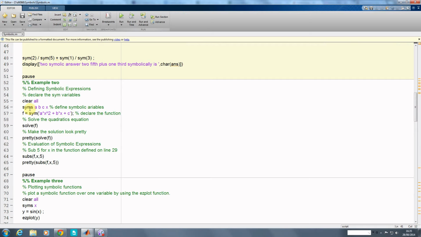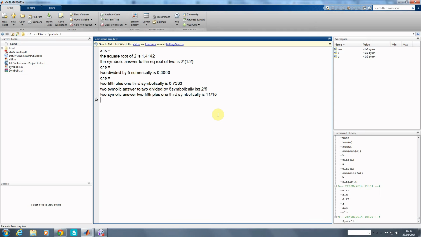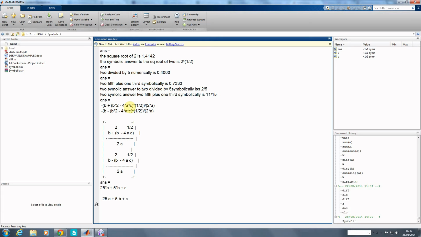And now we're going to clear my workspace, define A, B, C, and X, and then I'm going to define the quadratic equation. I'm going to ask it to solve it. Line 61, make it look nicer, and then on line 64 I'm going to put in 5 for x in my function f. Okay, there's my solution to the quadratic. That's it slightly better, not much I have to say. And then here I've put in 5 for x.